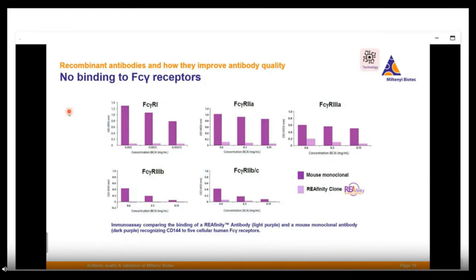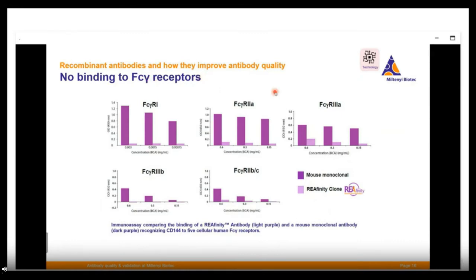Now, when I told you about this mutation in the Fc region, here is some data where you can see that 5 different Fc gamma receptors were tested, comparing our Re-Affinity antibody in light blue and the monoclonal hybridoma antibody in dark purple. And you can see that, compared to the hybridoma antibody, our Re-Affinity antibody showed very slight or significantly lower binding to these unspecific Fc gamma receptors.